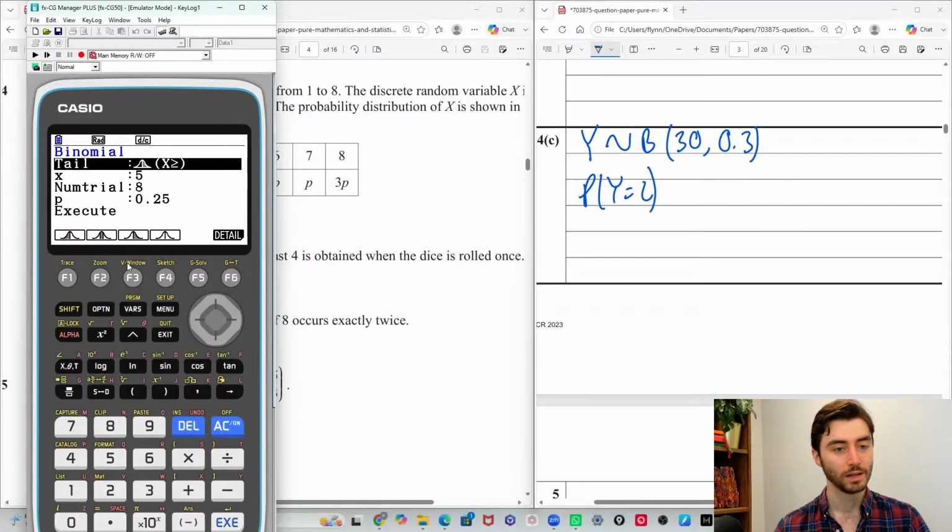Till that one equals x equals, nailing it so far. All right, guys, let's press the buttons. I'm so good at pressing buttons. Num trial 30 p 0.3 execute.